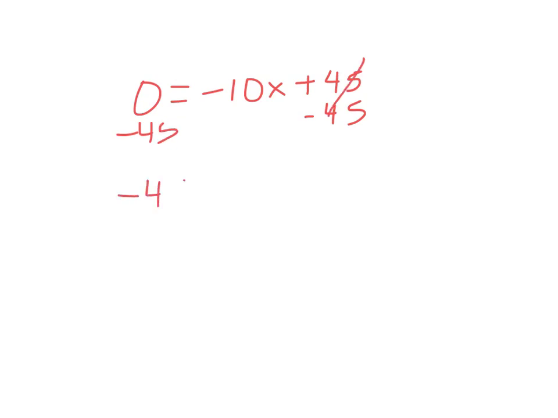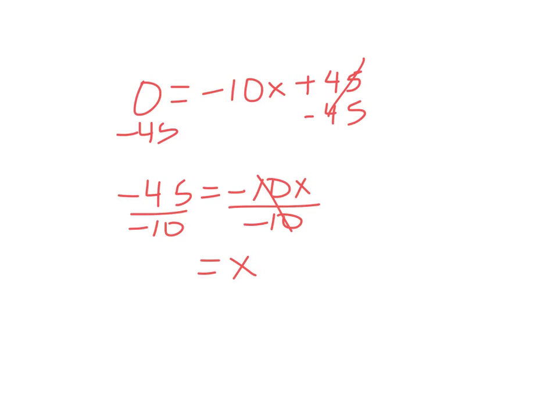So I have negative 45 equals negative 10x. Now, how do I get the negative 10 away from the x? You divide, because a number next to a letter means multiply. It's okay. It takes practice. Don't feel bad. What is a negative divided by a negative? A positive, which is good, because you can't have negative seconds. What is 45 divided by 10?